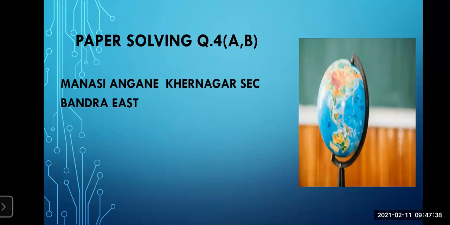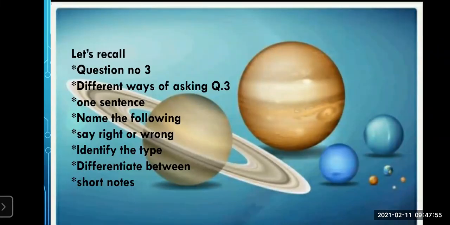Once again, I'm there with you for paper solving, and today we'll be solving question number 4, that is A and B part of question number 4 from your question paper. Now, before that, let's see what we have covered in the previous lecture. So, it comes in the part of let's recall.